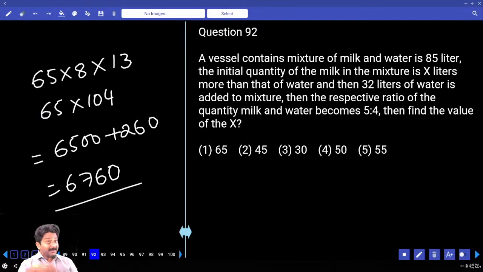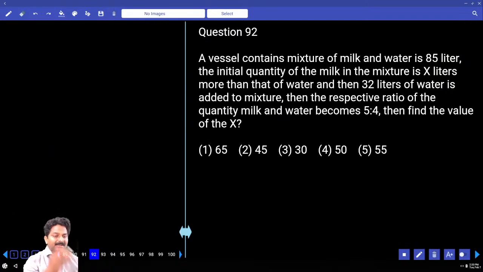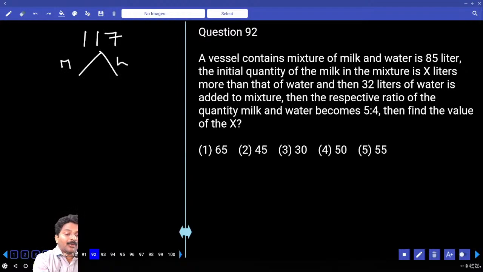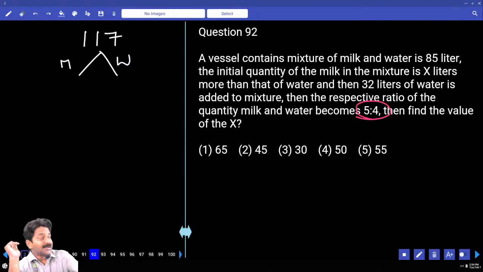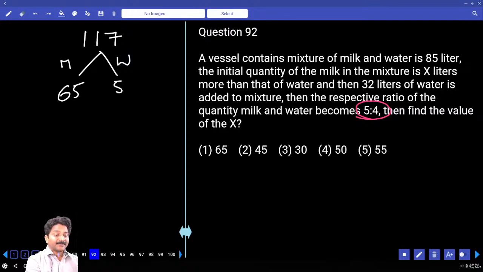So I want to start from the reverse way. Reverse engineering. How much is the total quantity available initially? 85. To that, how much quantity of water is added? 32. Then how much is the quantity now? 117, in which we have milk and water. Correct? They are in what respective ratio? How many parts we have? If 9 parts is 117, 1 part is 13. Milk is 5 parts, 5 13s, 65. Water is 4 parts, 4 13s, 52.